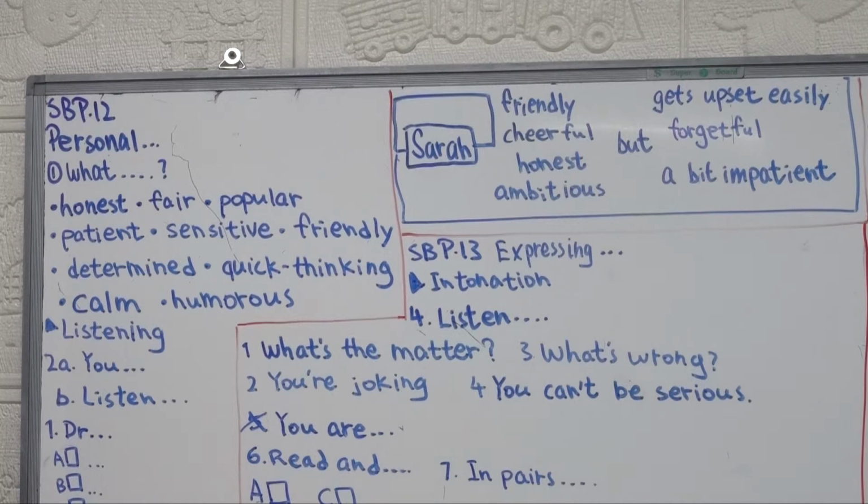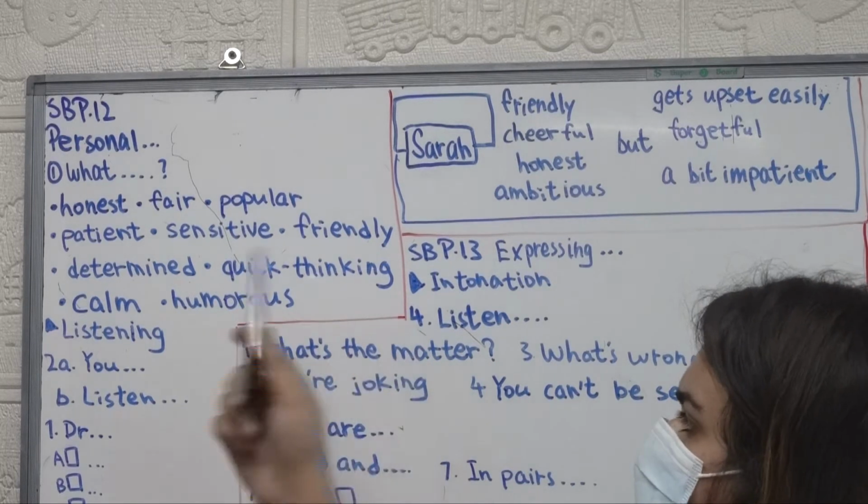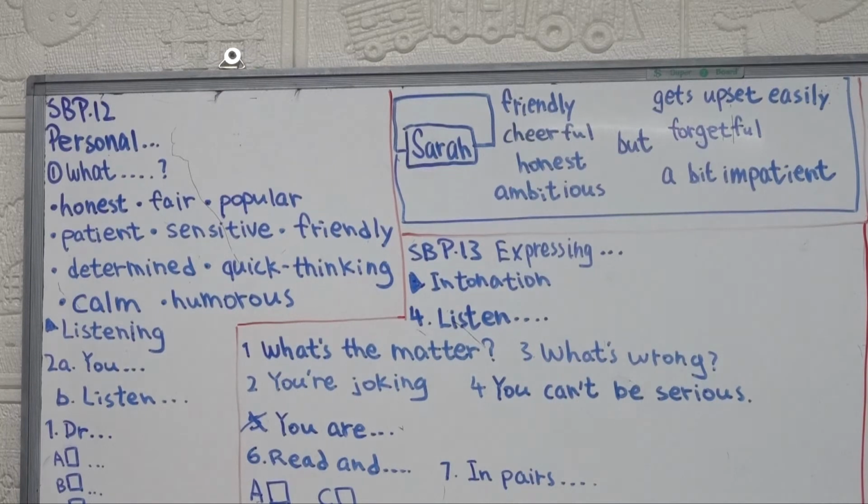Determined means a person who takes firm decisions, a person that takes good decisions, alright? And then next one is quick thinking. Quick thinking means thinking very quickly. In simple words, calm. If you're very calm, I think you know what's calm. Humorous. Humorous means funny, alright? So please circle the qualities that you think a good leader should be. I'm going to give you some time for that.